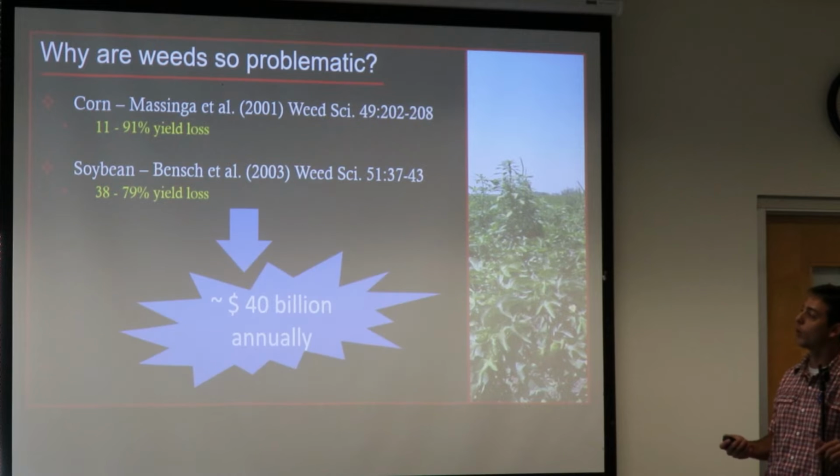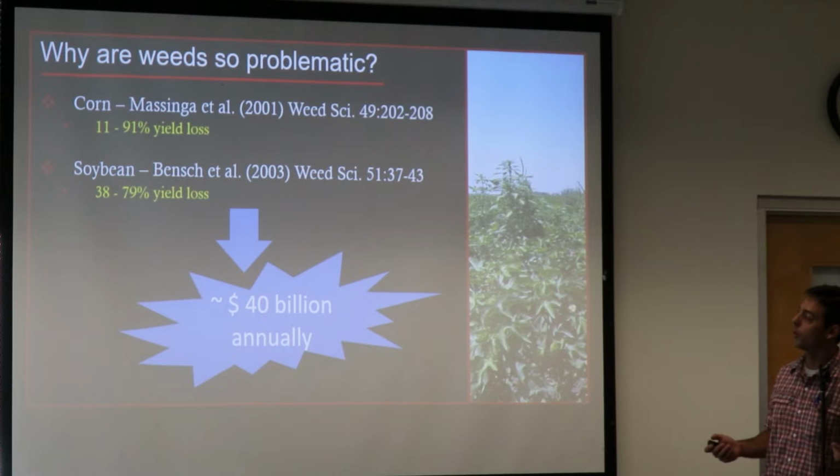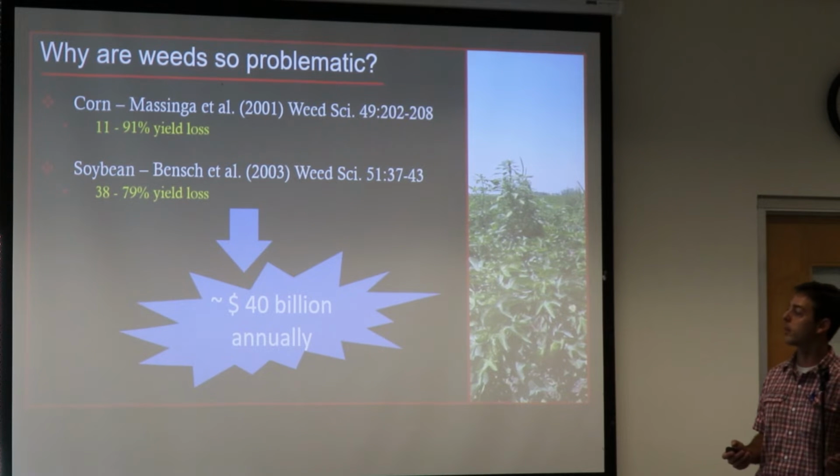And then if you think about only corn and soybean, two of the most important crops in the US, the estimates are that every year we lose about $40 billion due to weed competition or interference in those crops. So basically what I'm trying to say is that it is very significant, and it is very important to be on top of weed management if you want to effectively have a crop and have productive yields.